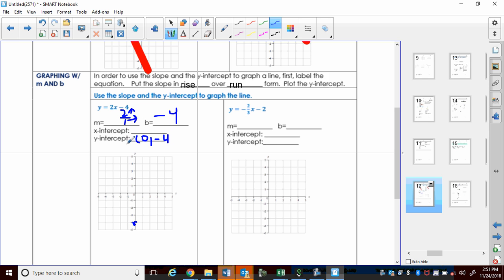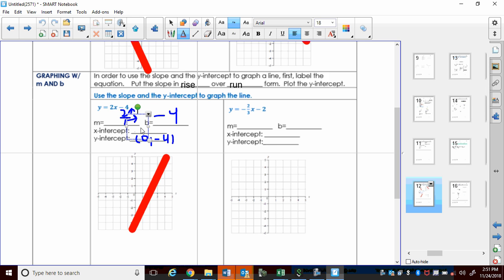So b and y-intercept are always connected. Now I'm going to graph using these two things and then find the x-intercept. My next point is going to be up to right 1, and I keep going till I go off the map, and then I just connect my dots. Here's my line. So this x-intercept is at 2 comma 0. I'm going to type that in: 2 comma 0. Make sure I use my parentheses.